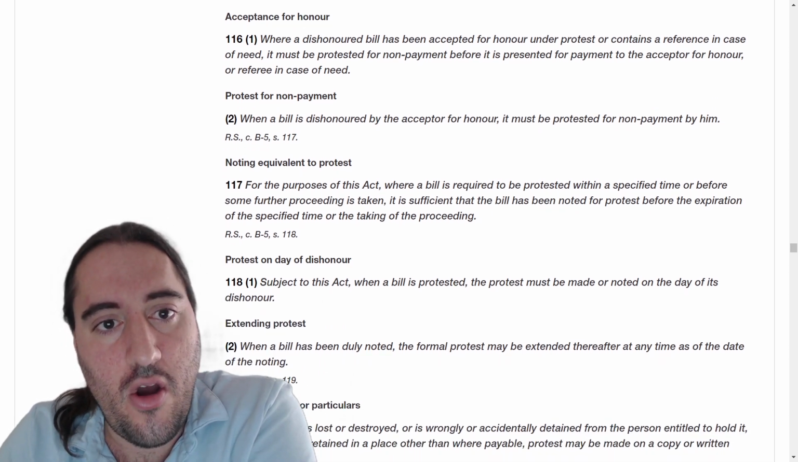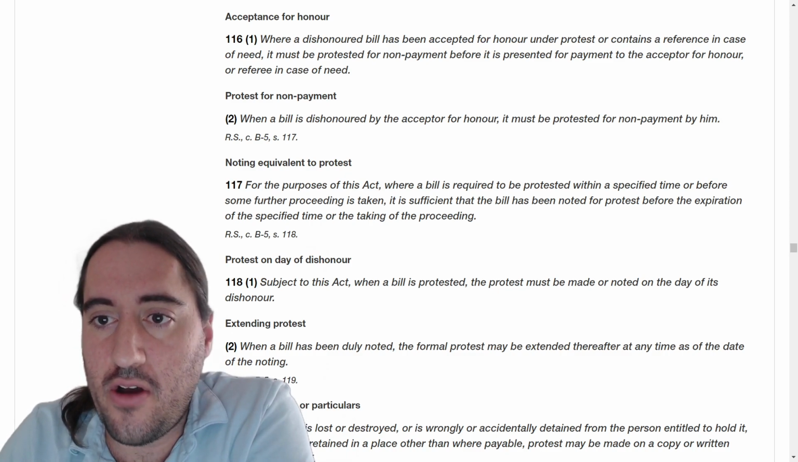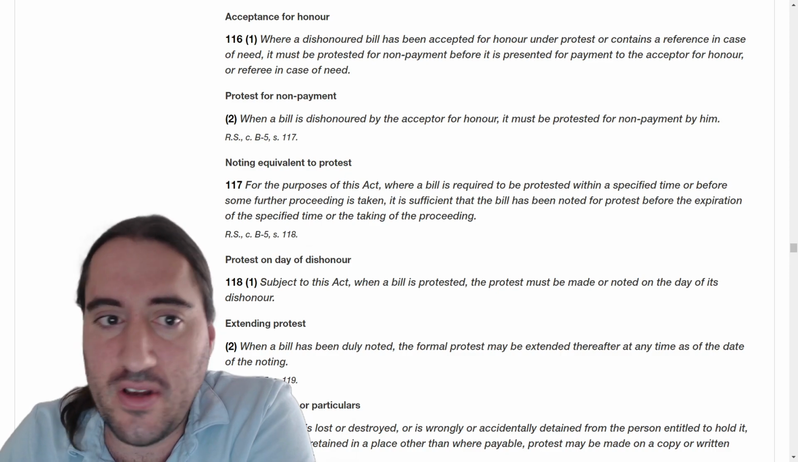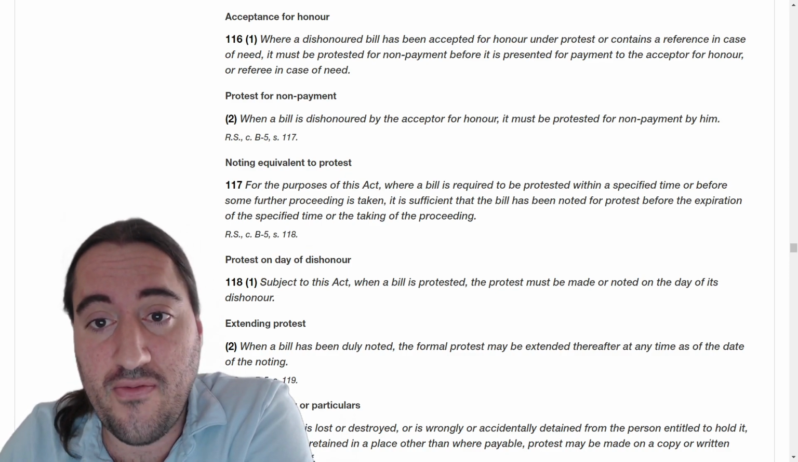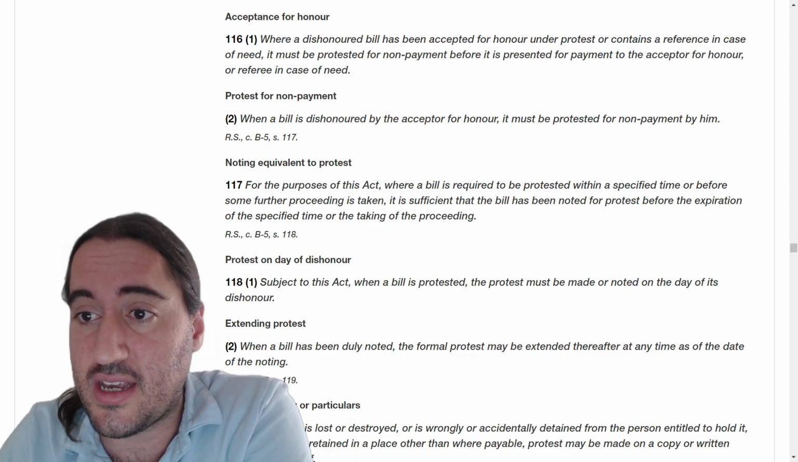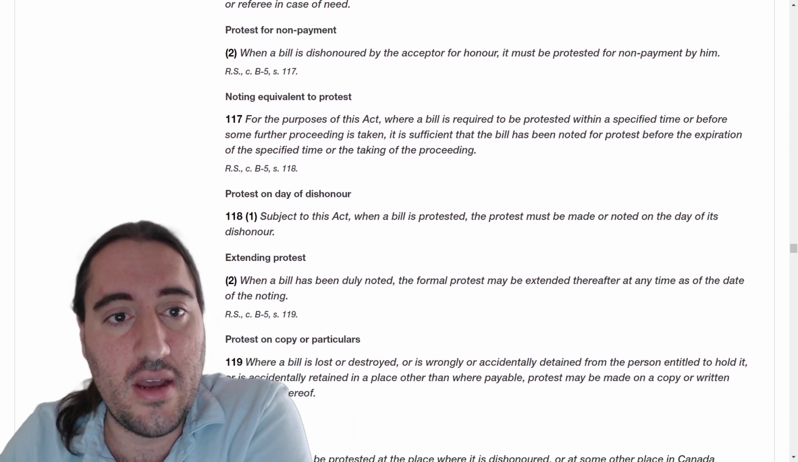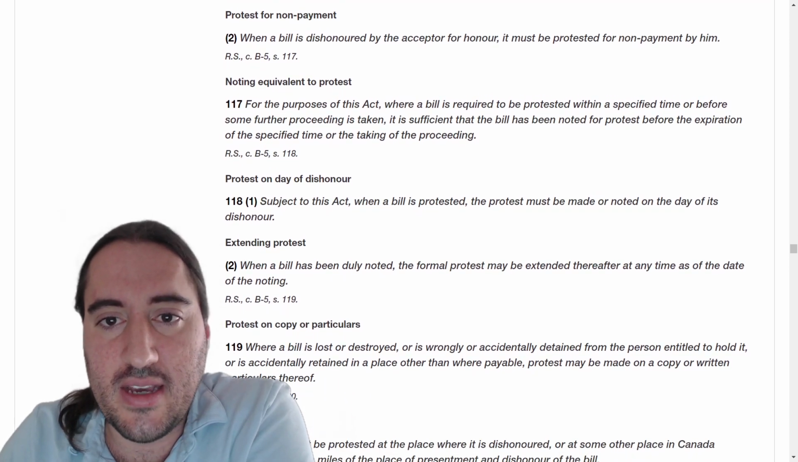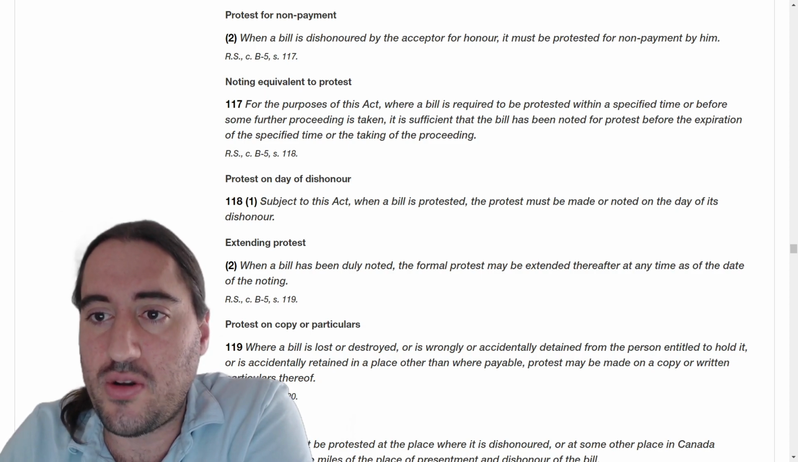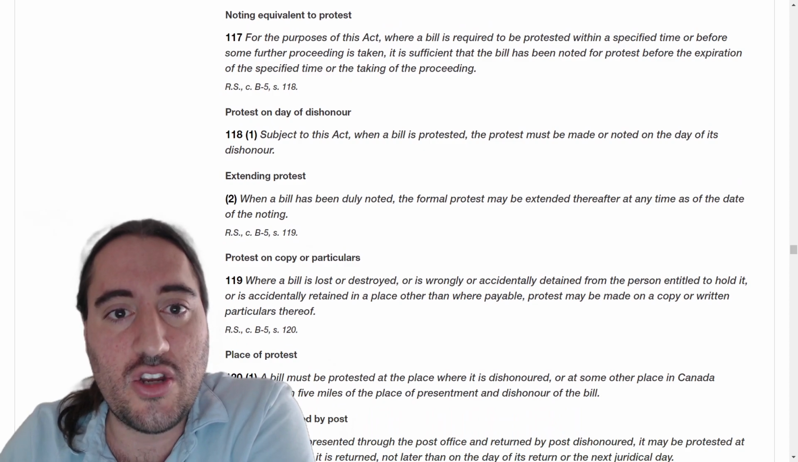Acceptance for honor. Where a dishonored bill has been accepted for honor under protest or contains a reference in case of need, it must be protested for non-payment before it is presented for payment to the acceptor for honor or referee in case of need. Protest for non-payment. When a bill is dishonored by the acceptor for honor, it must be protested for non-payment by him.